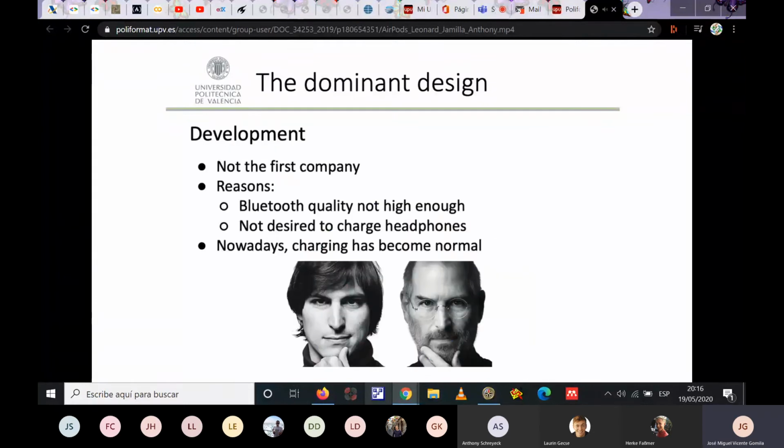The quality in 2011 had improved a lot, so this was not a problem anymore. However, the problem of recharging the headphones was still there. But the thing is that no one cares about that anymore. Since so much stuff had to be charged every day, it has become normal. Moreover, the battery life of the AirPods, including the case, is very long, so they don't have to be charged too often.